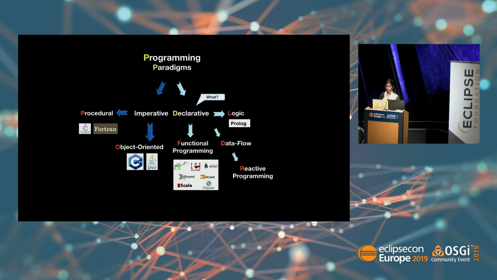Reactive programming today is part of the data flow type of declarative programming style. It basically concerns itself with data streams, that is the sequence of events, and how the propagation of change happens.